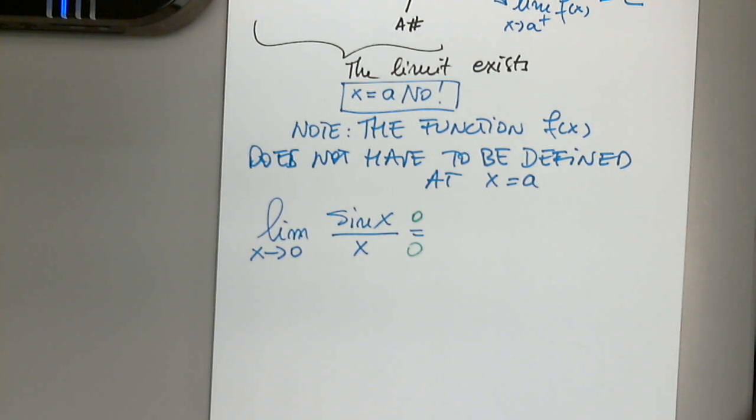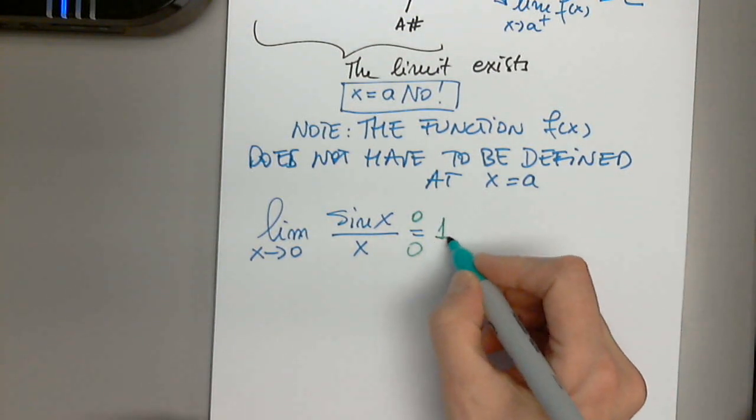First question. Do you think this function is defined at 0? Absolutely not. There is 0 in the denominator. It cannot be defined at 0. However, can anyone guess the limit of sine x over x when x approaches 0 from either side? Exactly 1. The limit is 1.